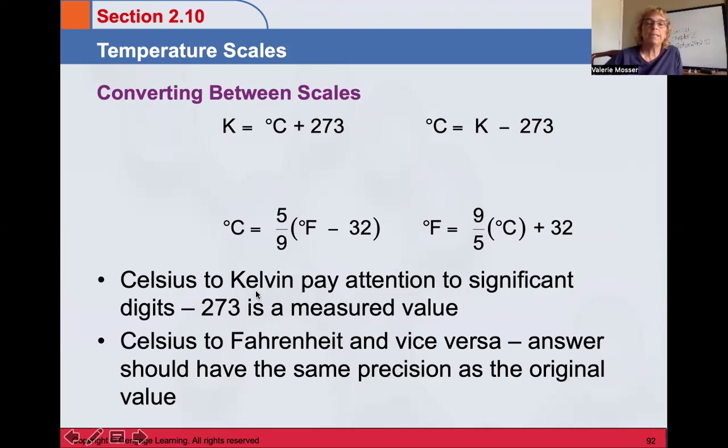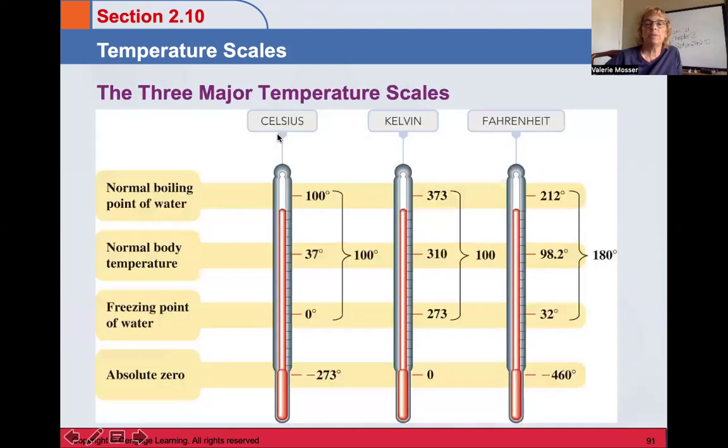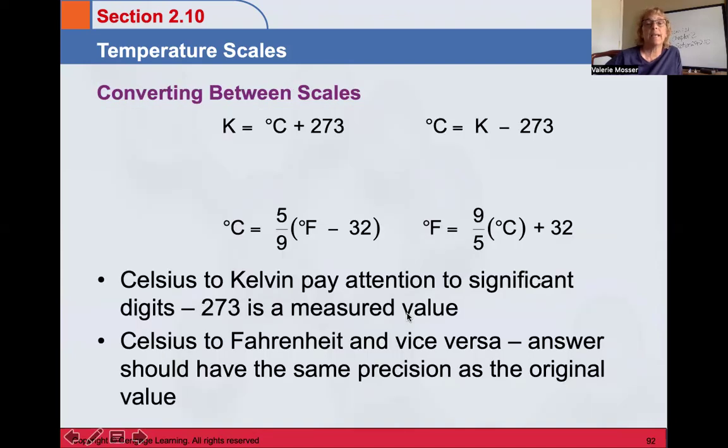When you do Celsius to Kelvin conversions up here, you're just changing the numbers. So when you go from Celsius to Kelvin, you're just changing the 0 point from 0 to 273 because the size of the degrees is the same. The size of the degrees are exactly the same. The 273 on the Kelvin scale, that's a measured value. So when you do Celsius to Kelvin conversions, pay attention to your sig figs because 273 is a measured value.